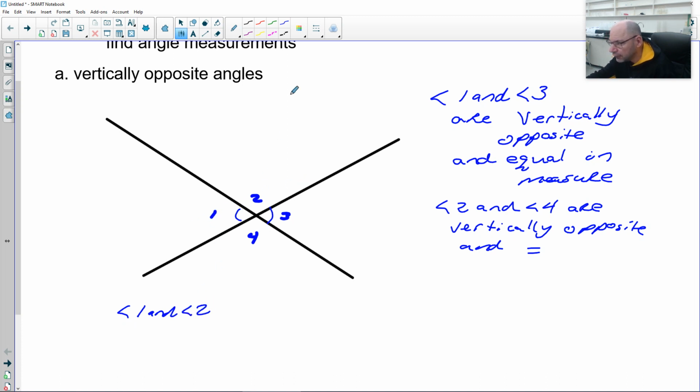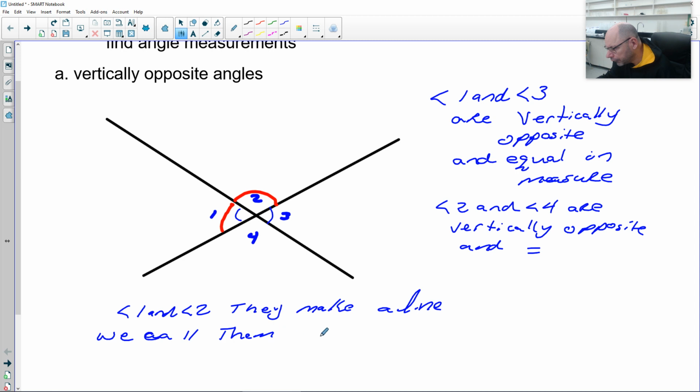Okay, so these two together, that one and that one. Let me do it over top of the two. Okay, they make a line. So when they make a line, like a straight line, we call them supplementary. Okay, and one thing about a line is it equals 180 degrees. So that means angle 1 plus angle 2 equals 180.